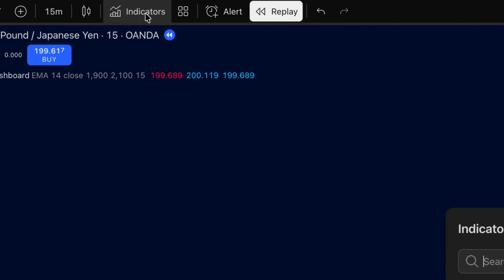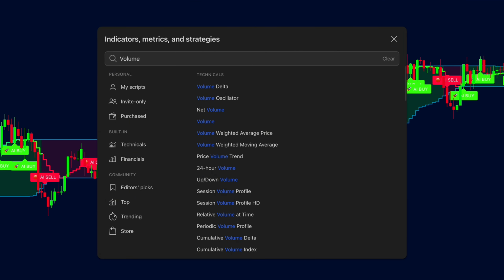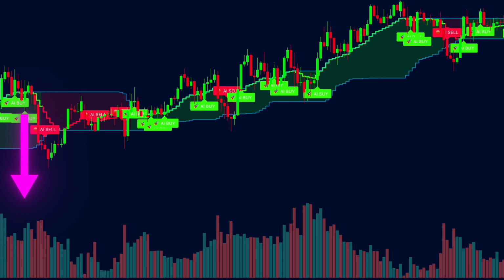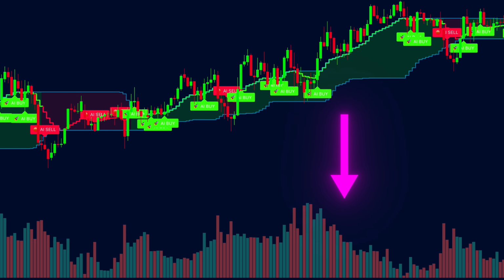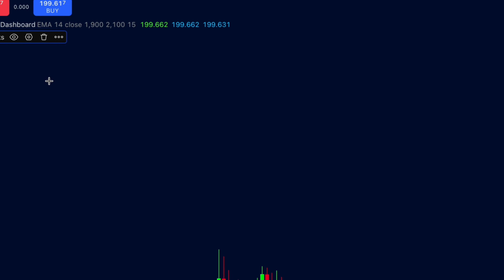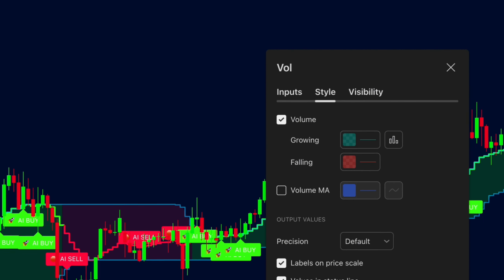To add it to your chart, go back to your indicator search, type volume, and select the built-in volume indicator under technicals. Once it's on your chart, you'll see a histogram appear at the bottom showing volume bars for each candle. Now double-click on the volume indicator to open its settings, then jump to the Style tab.